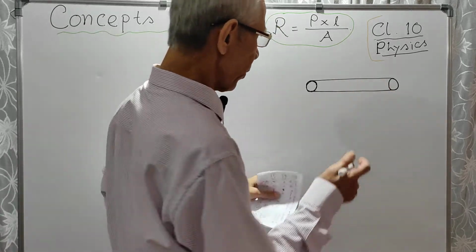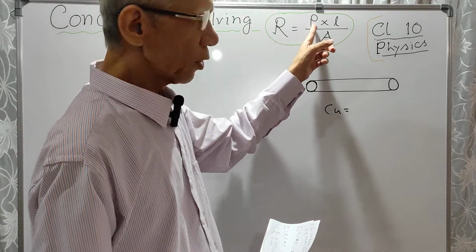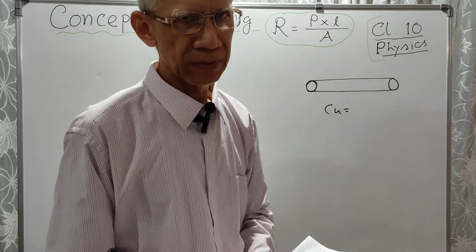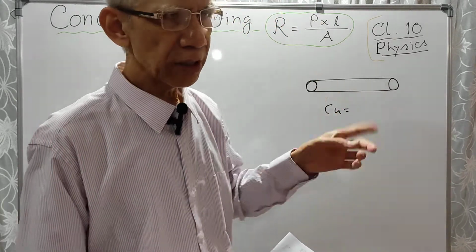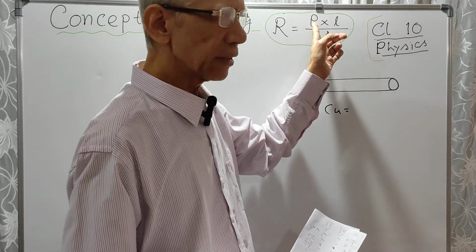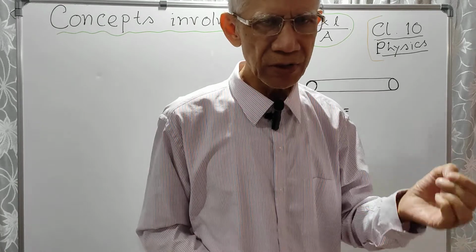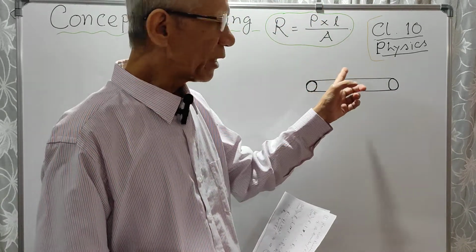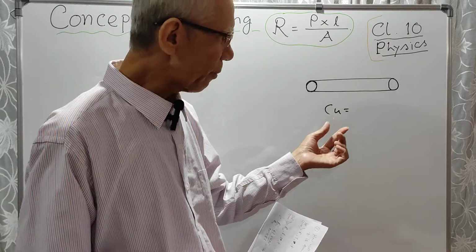Now, suppose this is copper. This rho means the resistivity or specific resistance. There is a term called resistivity or specific resistance, and that is represented by this Greek letter rho. Specific resistance or resistivity is a very important inherent property of the material of the conductor, not of the conductor or resistor, but of the material.